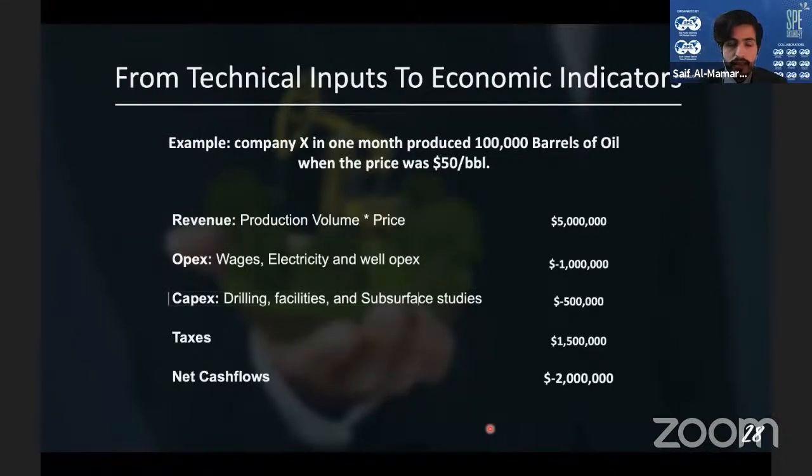So moving along from this section, I want to give a very basic example of how you reach a cash flow for a particular time period. Here, as an example, we're producing 100,000 barrels of oil and the price is $50 per barrel. You just do basic multiplication of the volumes with the price, and we get a revenue of 5 million. Then you deduct all the operating costs, any wages, electricity. Then you deduct all your capital expenditure, all your investment costs, any exploration, any drilling. Then you apply any taxes that are applicable, and this tax will depend on the commercial contract you have. Then you'll reach your net cash flow. We'll show more examples later on.